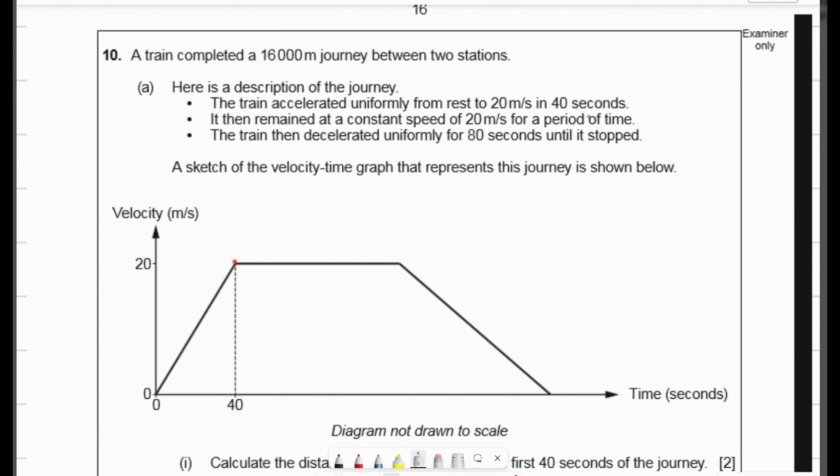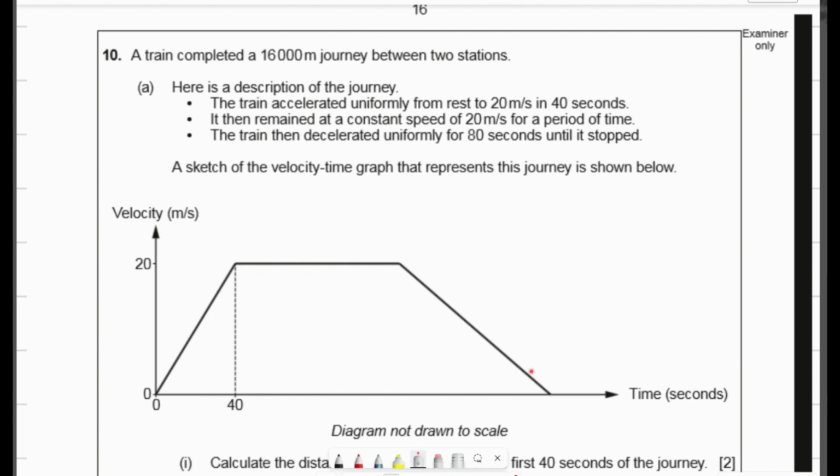And what happens after 40 seconds? It then remained at a constant speed, this line, isn't it? And how do I know this one? Because this is 20 meters per second and the line is constant here. So this is a constant speed of 20 meters per second for a period of time. The train then decelerated uniformly for 80 seconds. That means this is the period of deceleration, which is 80 seconds until it stopped.